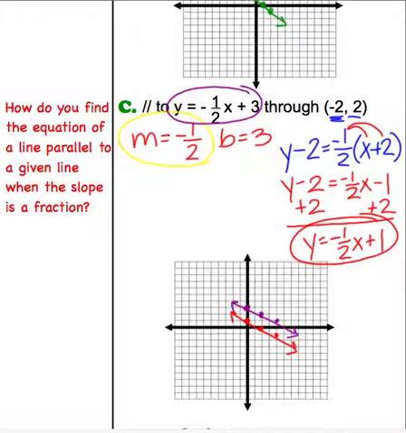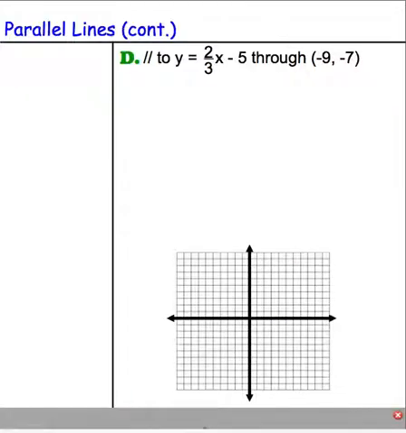So now what I want you to do is go ahead and try this next problem. I will go over the answer in the next video.